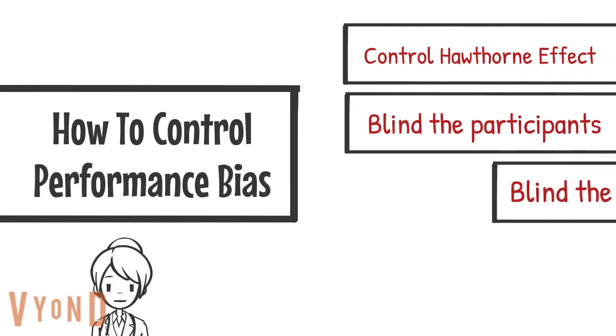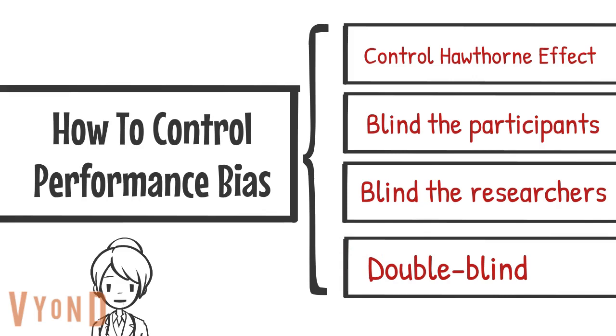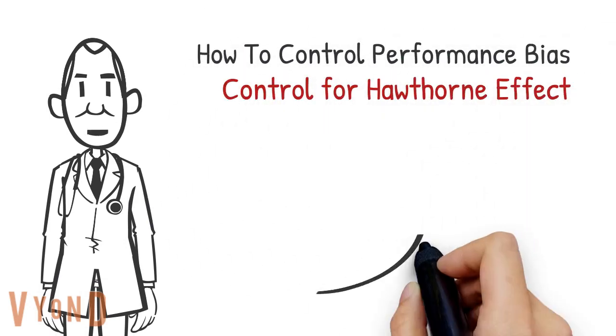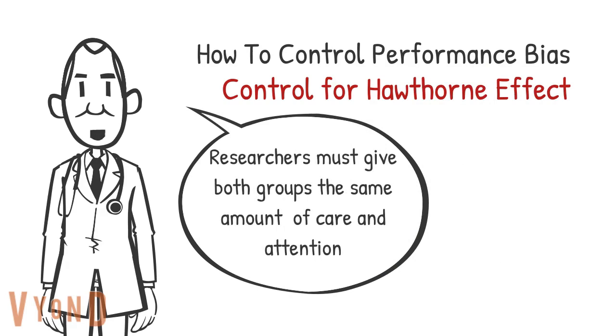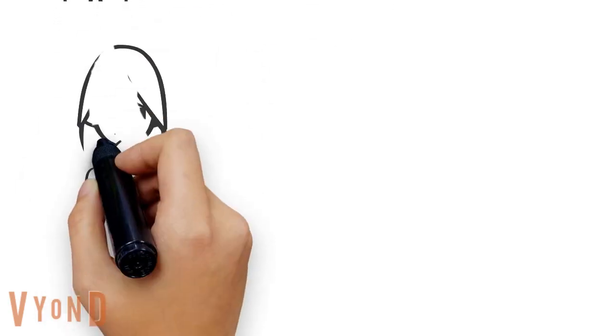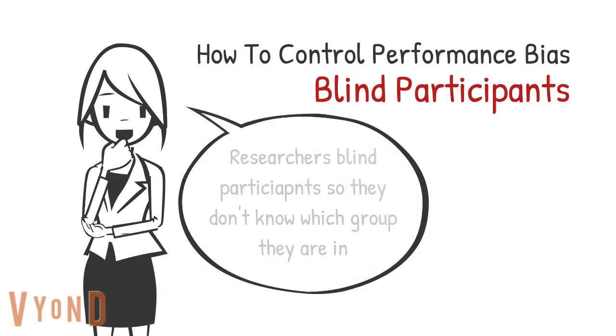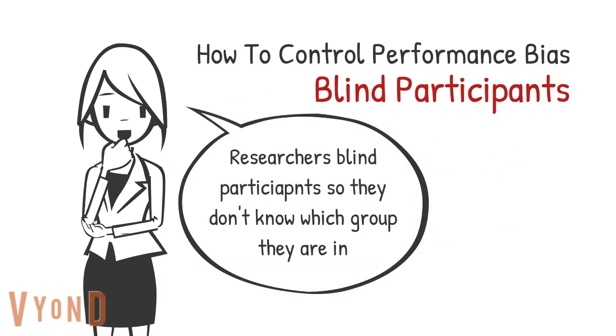So how do we control performance bias? Performance bias is likely to happen when the researchers know which group a participant is in, or if the participants know which group they are in. Researchers must also make sure they give each group the same amount of attention and care to help control for Hawthorne effect, which is when participants experience changes because of the attention they are receiving from being a part of the research process. To control performance bias, researchers must blind the participants so they don't know if they are getting the real or placebo intervention.